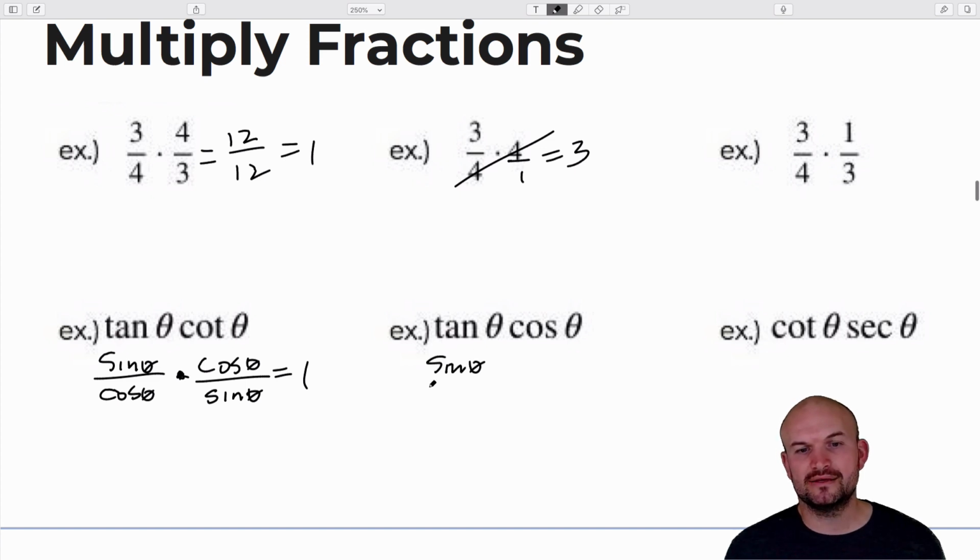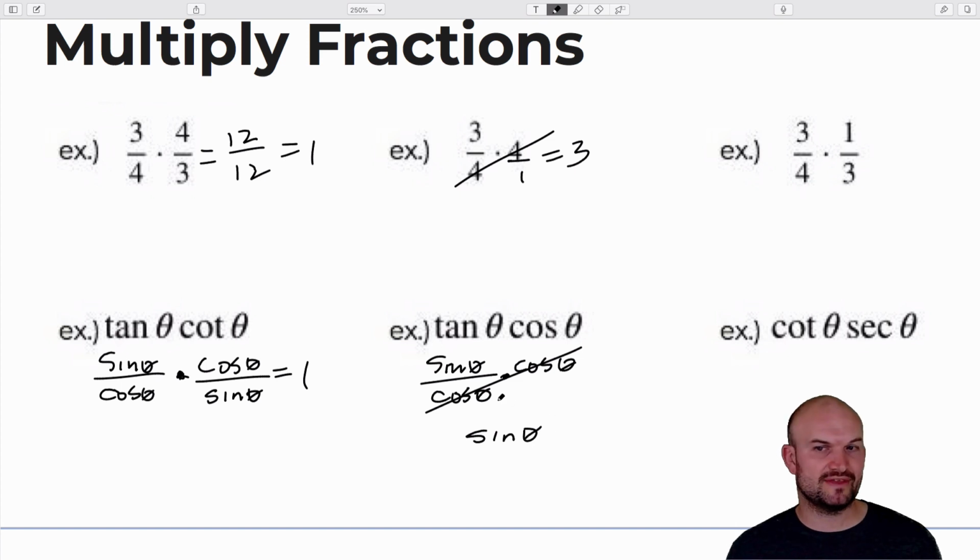So that's why a lot of times you're just going to want to play around with things. If you don't get it right the first time, that's fine. Erase it and try something else. Here you can see that now I have cosine in the denominator and in the numerator, so those will divide out. Therefore, that's just going to simplify to the sine of theta. Exact same thing is going on here. You can see these 3s will just divide out, so you're left with 1 over 4.